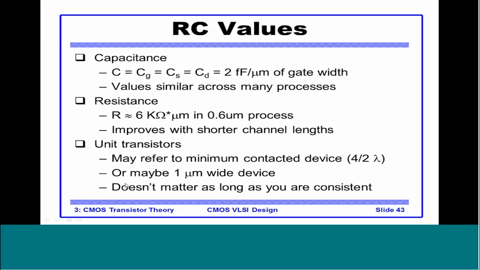Now, what does a unit transistor mean? It may refer to a minimum contacted device. The minimum contacted device will be 4 by 2 lambda, since lambda is feature size by 2. It does not matter how wide a device you use for your analysis, as long as you're consistent. If all the devices in the circuit you are analyzing are consistent, then you don't need to be concerned about the width of the unit transistor.